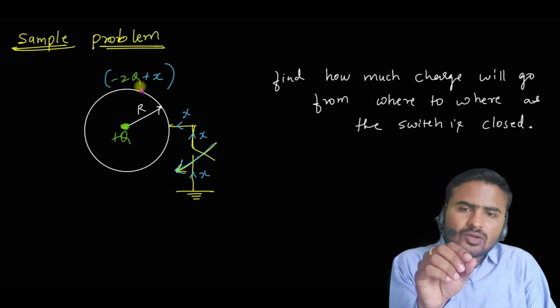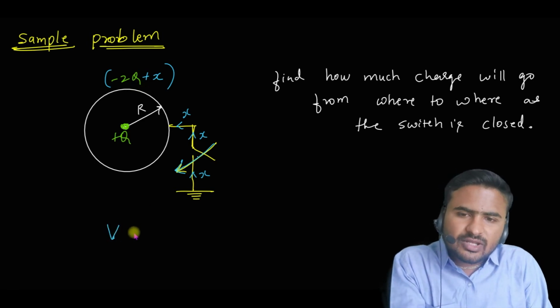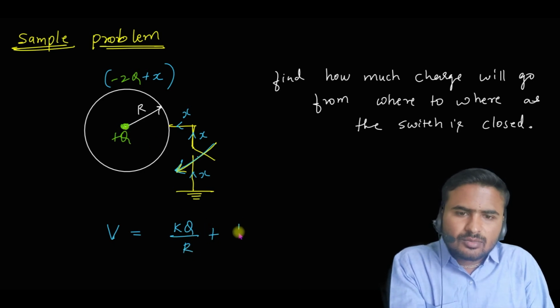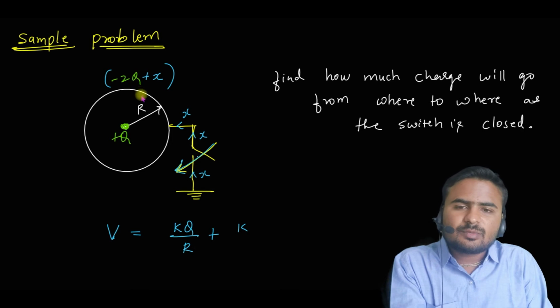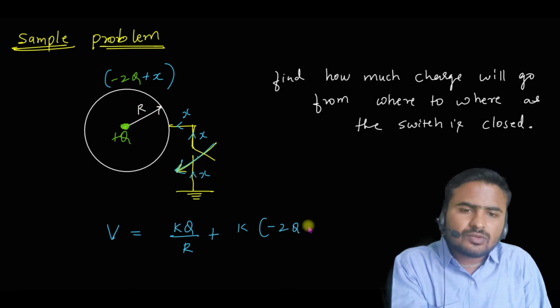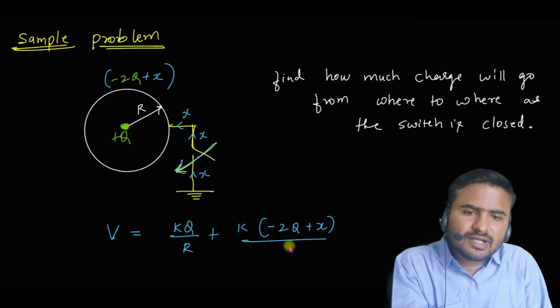Now let us write what the potential is. The potential will be kQ by r, that is the potential due to the charge inside it, plus the potential on the surface of the sphere due to the charge on the sphere, which is going to be k into (-2q plus x) divided by r.